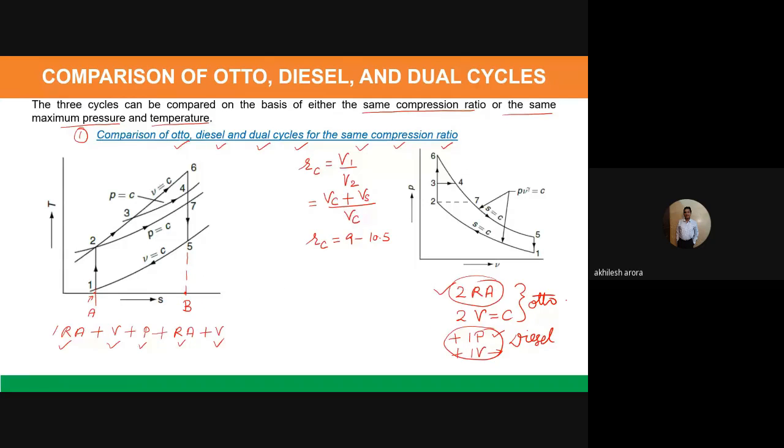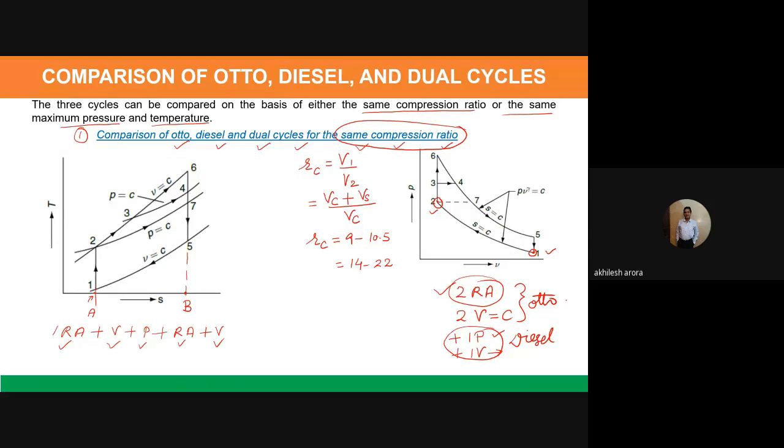When I say diesel cycle, then the value of rc varies between 14 to 22. These are some values, but now what we are considering is we want to compare these three cycles for the same compression ratio, meaning the value of rc is fixed. So naturally, if I take the PV diagram, this is the initial state, point number one, and this is the final state, point number two. So I am fixing these two states.